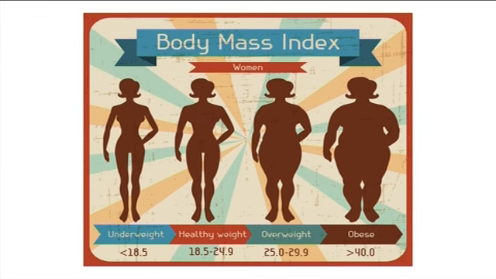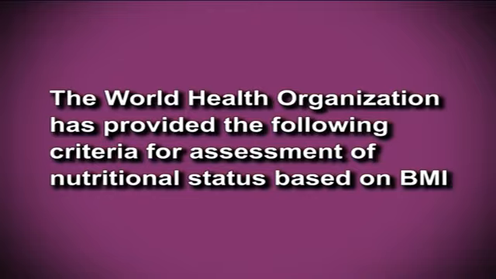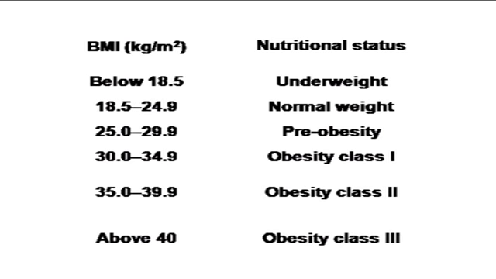BMI was developed as an indicator of risk of developing diseases such as cardiovascular diseases, high blood pressure, osteoarthritis, some cancers and diabetes, because as BMI increases, the chance of developing above mentioned diseases also increases. Thus, the WHO or the World Health Organization has provided the following criteria for assessment of nutritional status based on BMI. A BMI below 18.5 kg per meter square is termed as underweight.